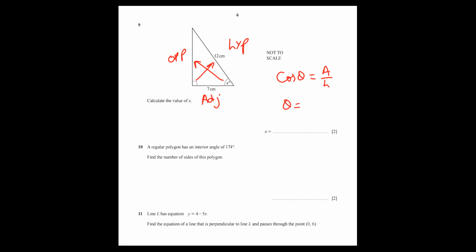So cos goes to the other side and becomes inverse, and adjacent is 7, and hypotenuse is 12. I take cos inverse of 7 divided by 12, and the answer I'm getting is 54.314. And this is not theta, this is x, sorry. So I got an x here. So the answer turned out to be 54.3146. And as I said before, the angle is to 1 decimal place. I need this 3, I don't need this 1.